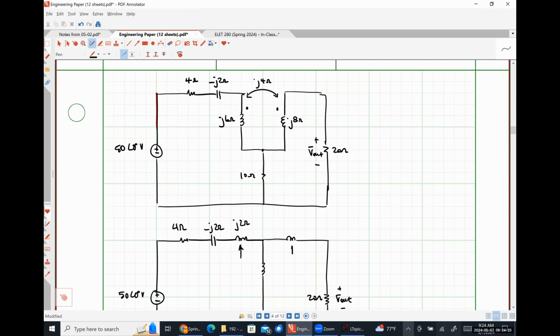What about this guy over here? J8 minus J4 is equal to J4 ohms. Remember, dots are on the same side, so we have L minus M. What about this guy down here, which is playing the role of Lz? Positive J4, because we don't need to change the sign because the dots are on the same side.